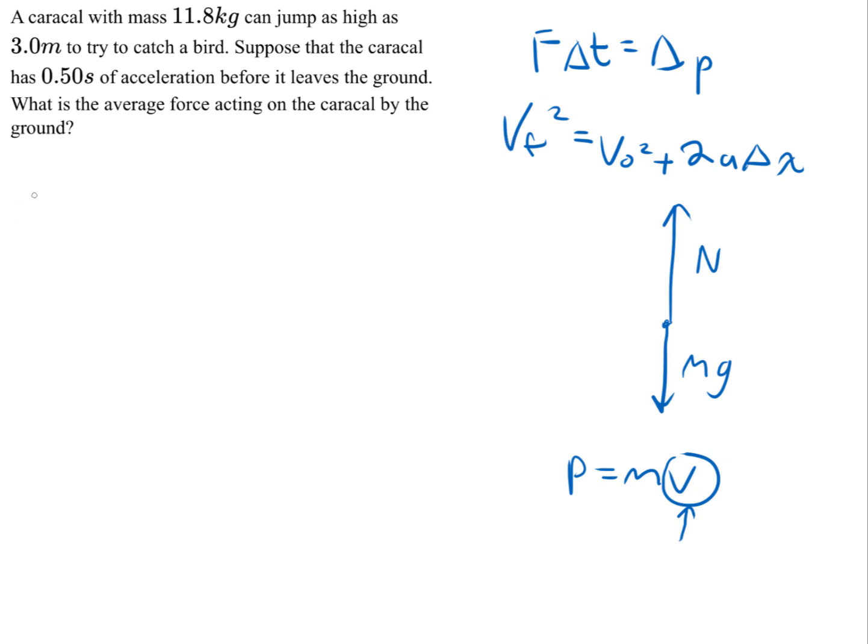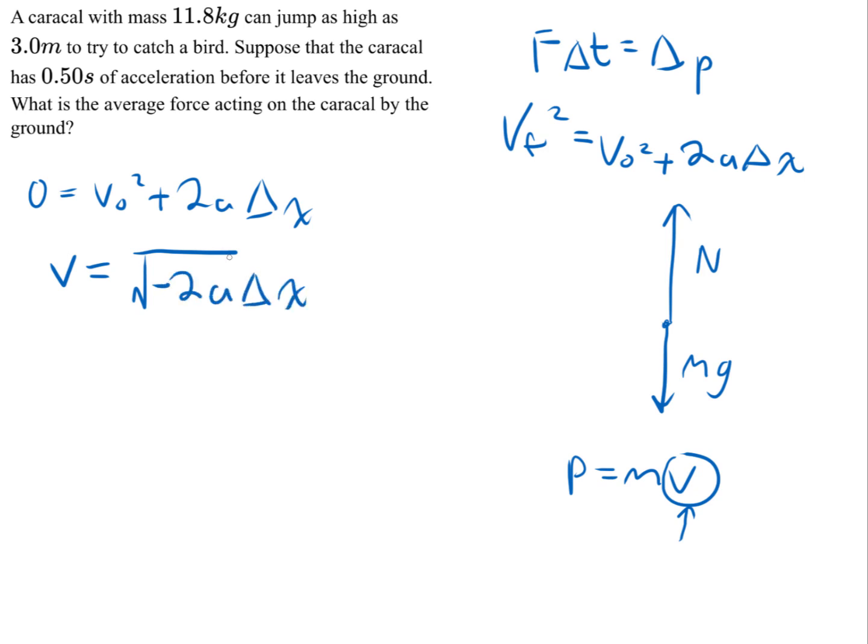And then if you solve that equation, 0 equals the initial velocity squared plus 2a times the displacement, you get that the initial velocity is equal to the square root of minus 2a times the displacement. And once again, the final velocity is 0 after it displaces 3 meters. Now you can plug all of your variables in, but we don't need to do that just yet.